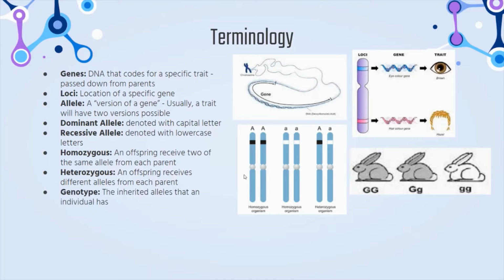The genotype is the inherited alleles that the individual has. So this first picture shows the genotype of certain offspring. However, a phenotype is what a trait actually will show. So in this last picture, you can see a dark rabbit, another dark rabbit, and a white rabbit, given different genotypes of two big G's, big G, little g, and two little g's.